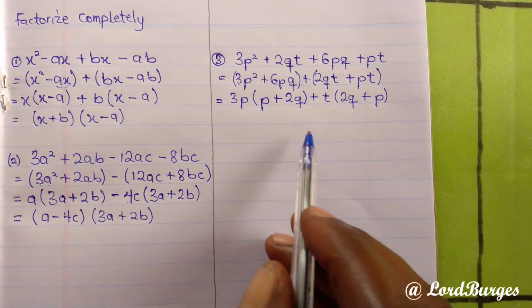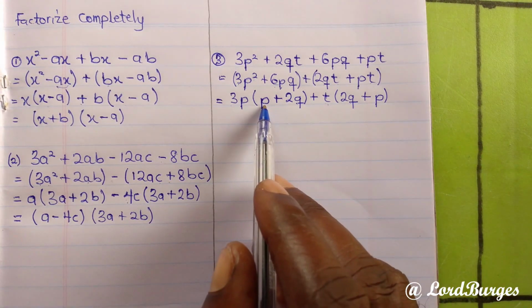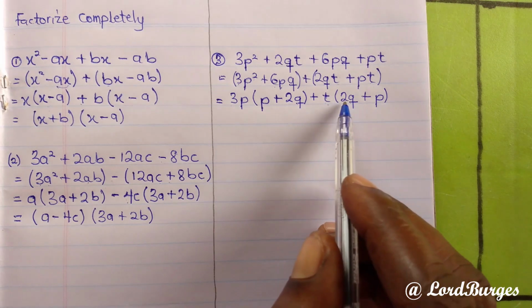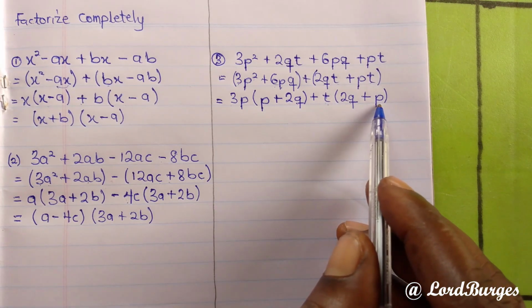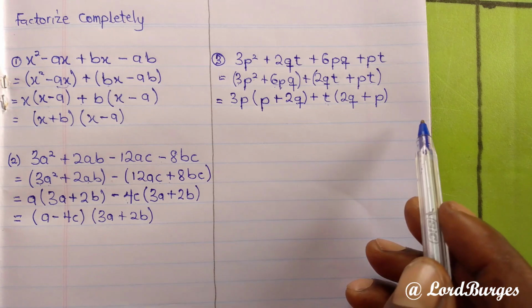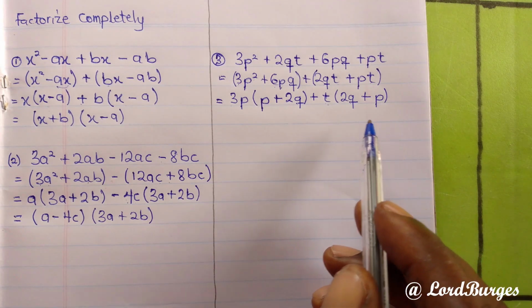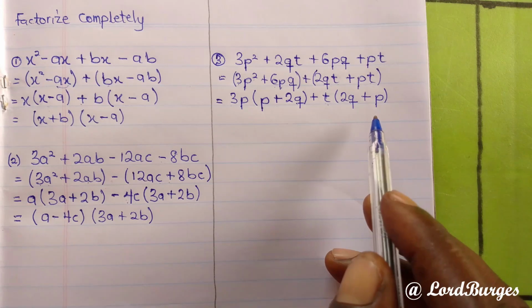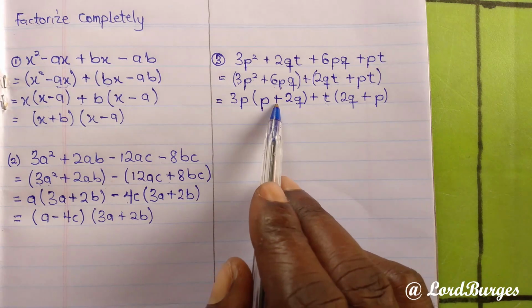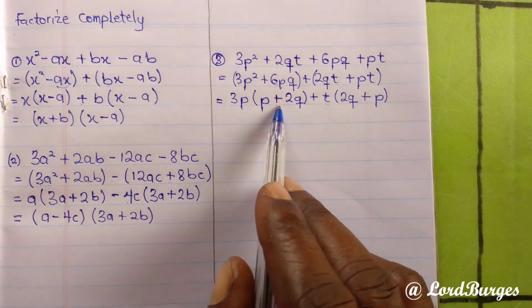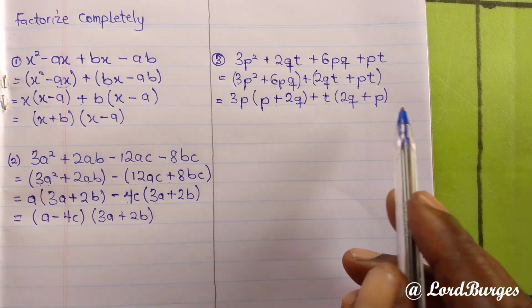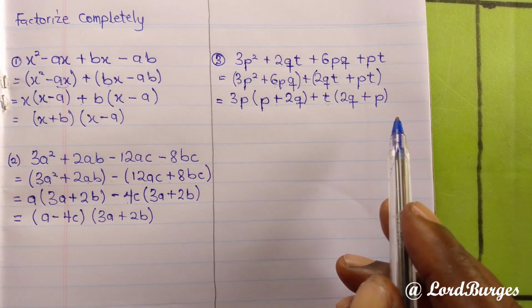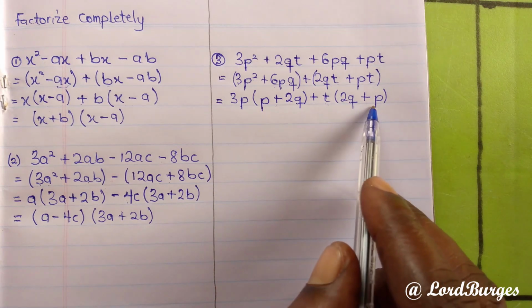So let's look at what is in the bracket. I have p plus 2q and 2q plus p. Let's not be alarmed. Somebody might be thinking the brackets are different. They are the same because addition is commutative. 2 plus 3 is 5 and 3 plus 2 is 5, meaning the brackets are the same.